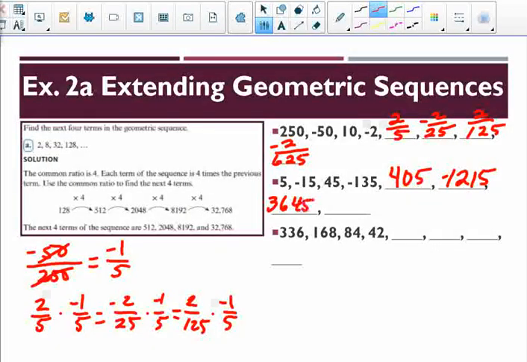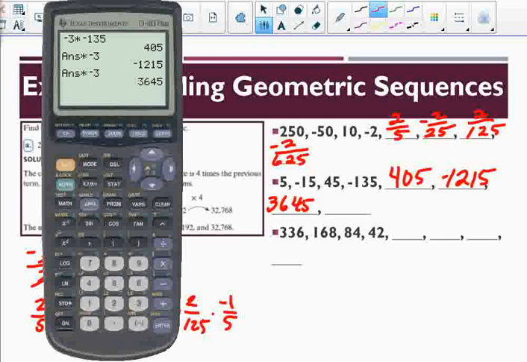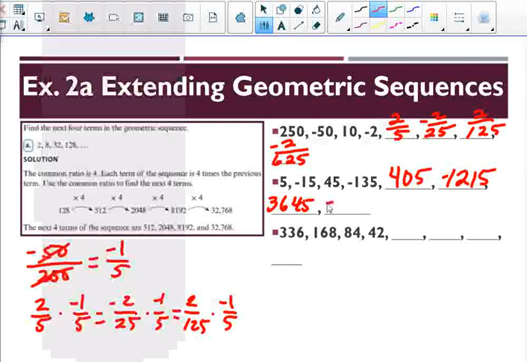3,645. Then I take that same number, 3,645, and multiply it by a negative 3, and you get a negative 10,935. So a negative 10,935. And that completes the sequence. You may do the next one yourself for extra practice.